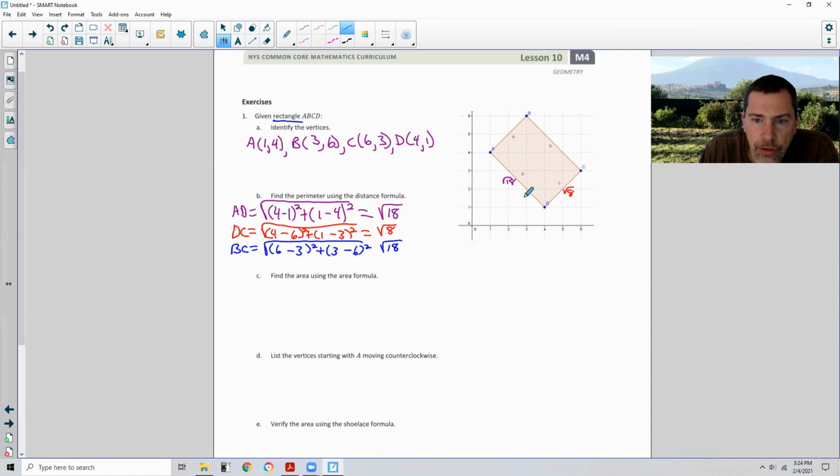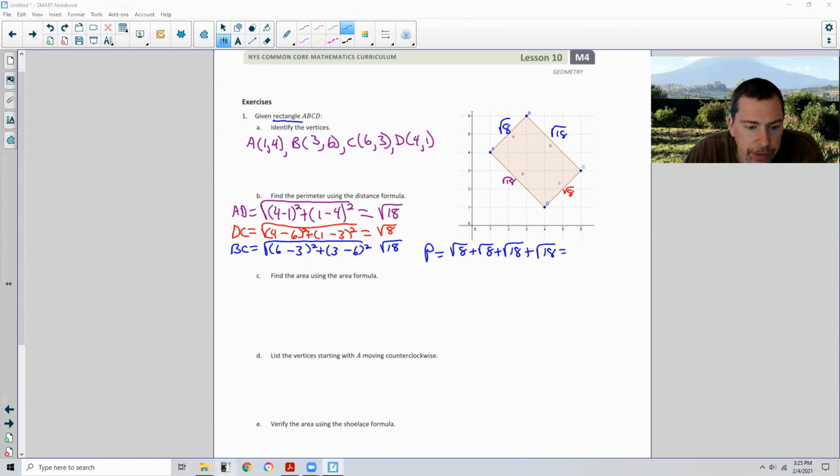So really all I had to do is these two, because this is the square root of 18. And if I do this one more time, it's going to be the square root of 8. So I will save time by doing this. So the perimeter, remember, perimeter equals all the sides added up. So the square root of 8 plus the square root of 8 plus the square root of 18 plus the square root of 18 equals.